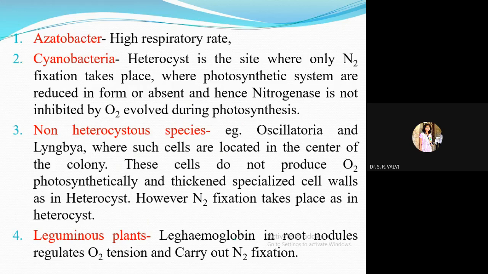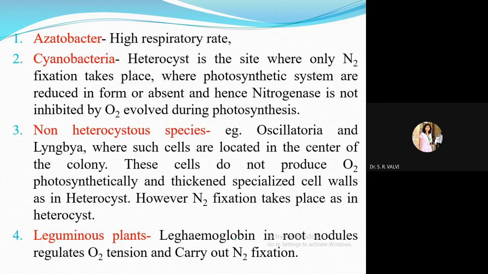Okay, so whatever oxygen is there will not reach the site where nitrogen fixation takes place, and hence Azotobacter is going to fix the atmospheric nitrogen. This is the self-regulatory system. Which system? High respiratory rate. This is the way through which the O2 is compensated and nitrogen fixation will take place.